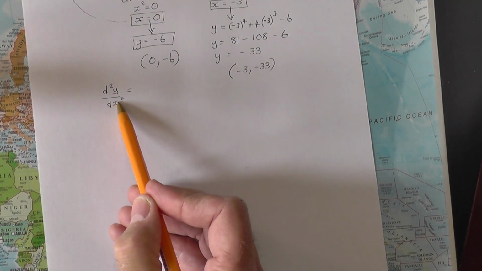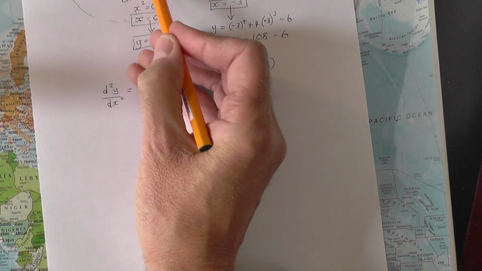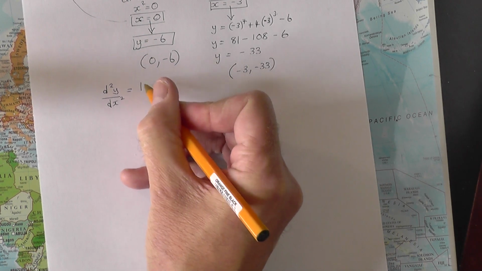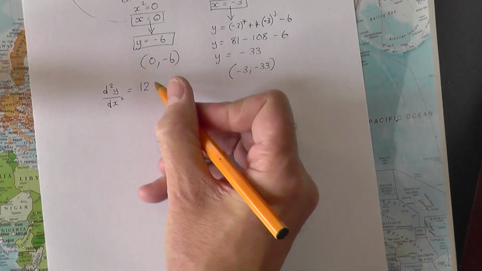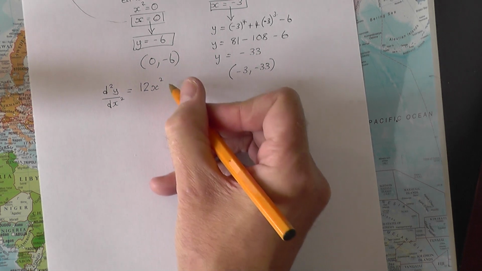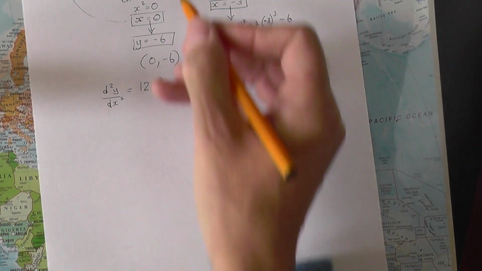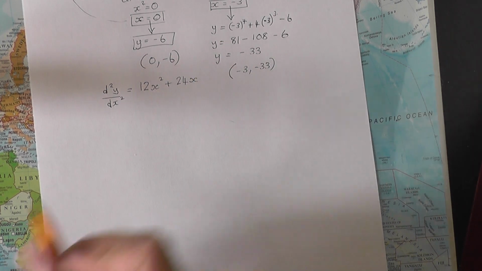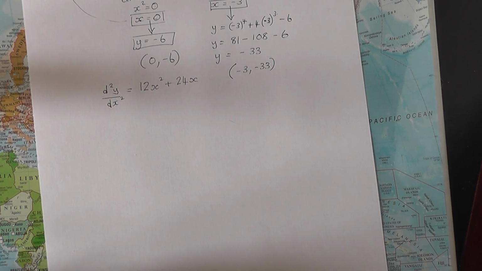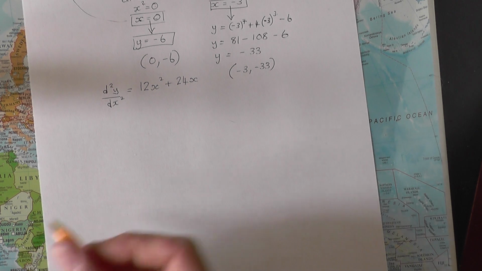So to get the second derivative, we now differentiate again. 3 to the front and multiply the 4 to get 12, power goes down by 1, plus 2 to the front multiplies the 12 to get 24, power goes down by 1. So it's x to the 1 or just x. So there's the second derivative.